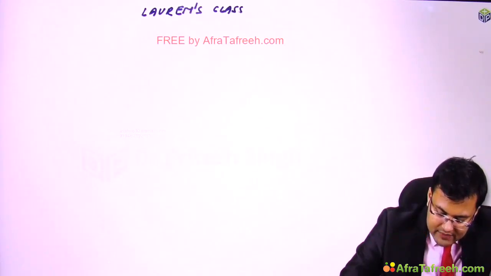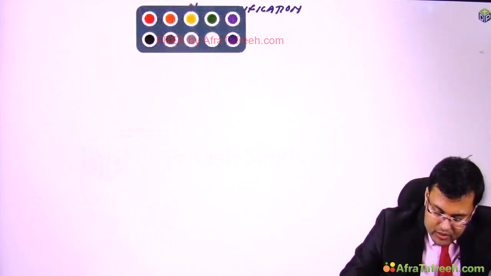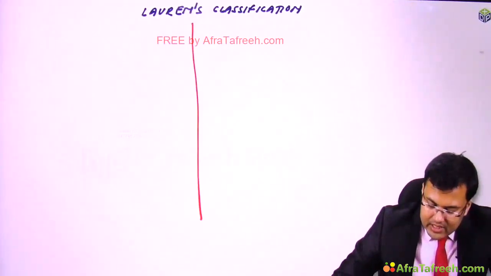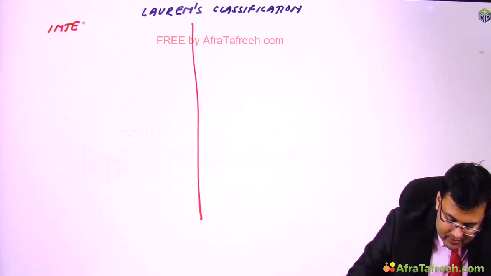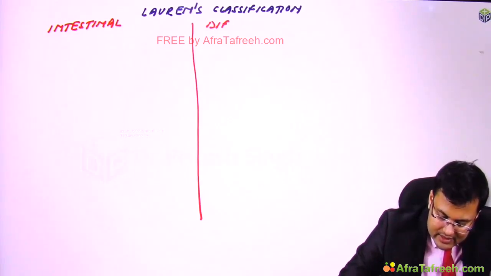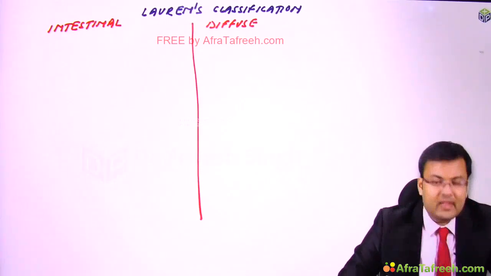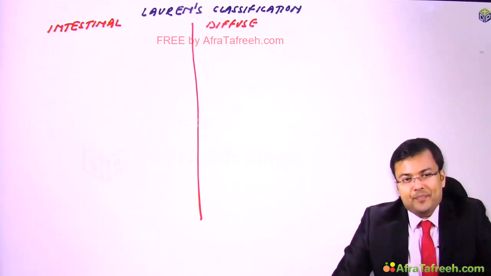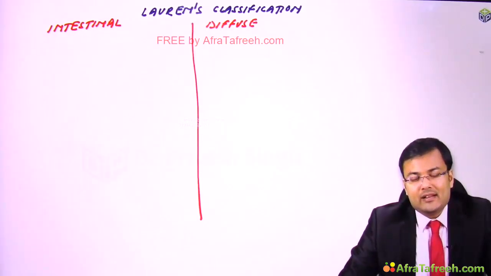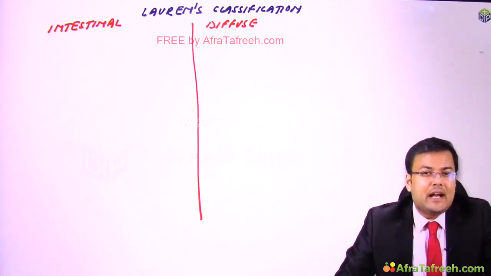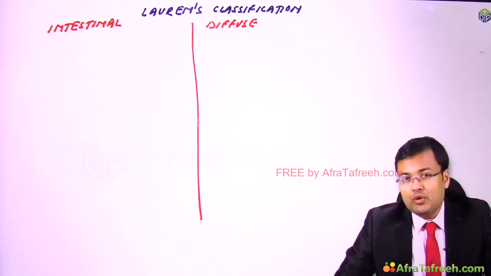Lauren classification. According to Lauren classification, there are 2 types of carcinoma stomach. First is intestinal, and the second is diffuse. Now it's very easy to remember. See, the intestinal variety is the classical variety. Classical variety means the kind of carcinoma stomach you people know.